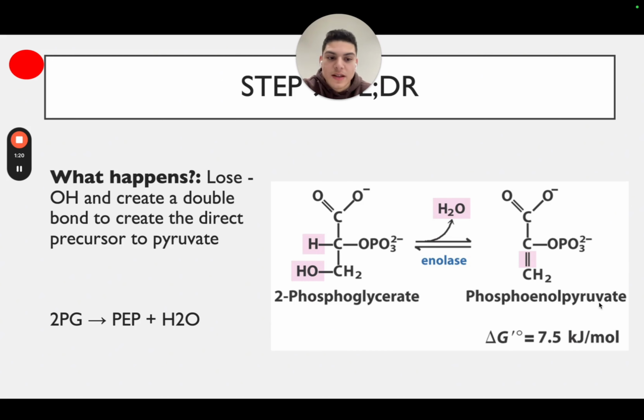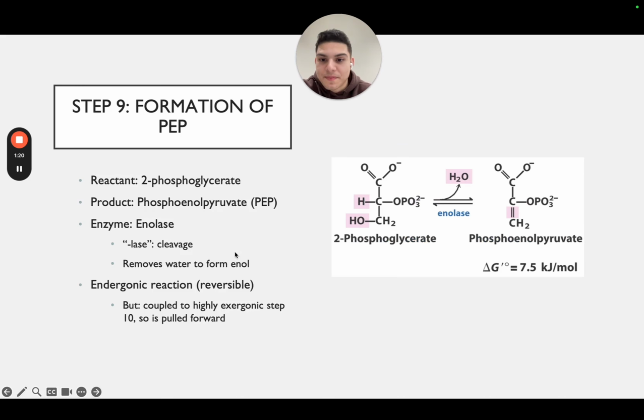And we form this thing called phosphoenolpyruvate, and it's just called PEP. So formation of PEP is where we remove water to form an enol right here, and it's an endergonic reaction that's reversible, but it's coupled to a highly exergonic step 10, so it's pulled forward. So in other words, this is at such low concentrations because it's being pulled over into the next reaction.